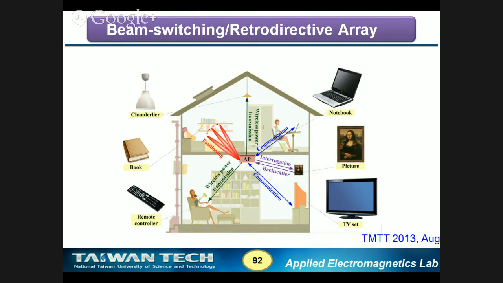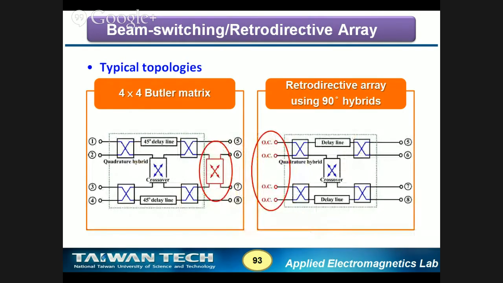Okay, so how to deal with it? Just think about the topology. We are just limited to a 4-element array. Now, let's get a close look at the Butler matrix. This is the topology of a 4x4 Butler matrix. A very typical design, right? You have 2 crossovers, you have 4 branch line couplers, you have 45-degree delay lines here. Okay, fine. And this is the retrodirective array, I mean the reflection type retrodirective array.